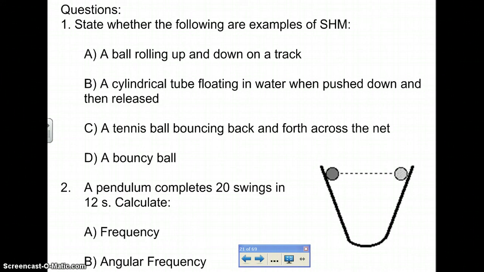Is it going to bob up and down? A tennis ball bouncing back and forth across the net. How about a bouncy ball that's just bouncing along the ground? Do those display simple harmonic motion? Periodic motion, repeated along the same path, oscillations in other words. And then please solve these two problems. A pendulum completes 20 swings in 12 seconds. So what is the frequency?